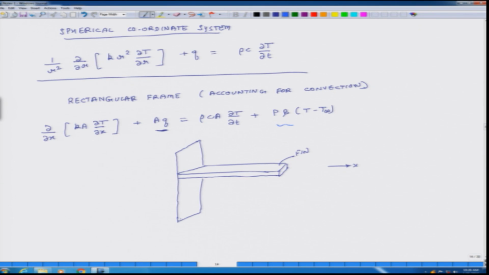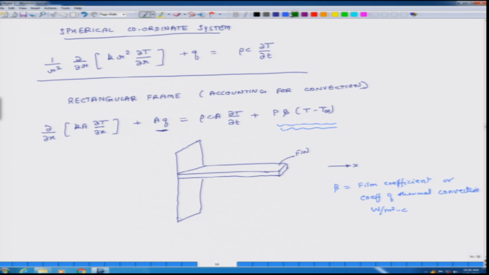So then that extra effect due to convection is captured by this term, and here beta is film coefficient or coefficient of thermal convection, and its units are in watts per meter square per degree centigrade.